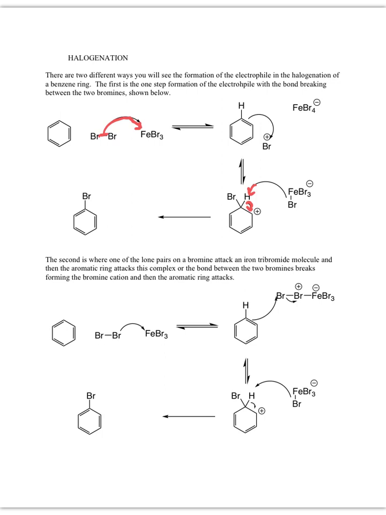If we want to have just a lone pair on one of the bromines go attack the iron bromide, we form this complex with the bromine with a positive, the iron with a negative, and then the aromatic ring itself can go attack a bromine, kick off that good leaving group now to form the bromine on the aromatic ring with a positive charge on the adjacent carbon, and just like above, then the bromine on the iron can be kicked off with its electrons going to grab the hydrogen to give us the bromobenzene.